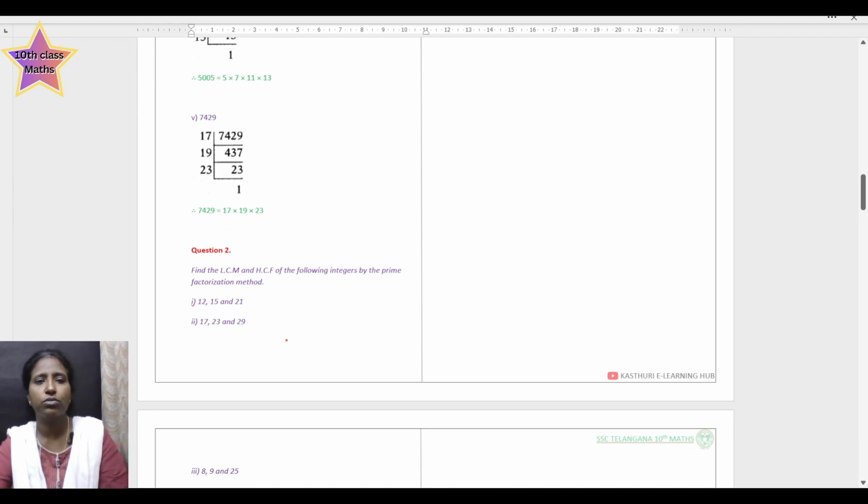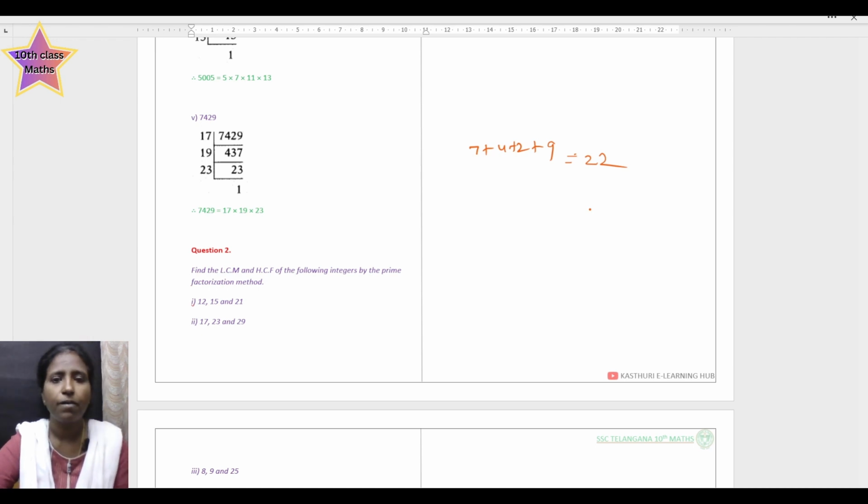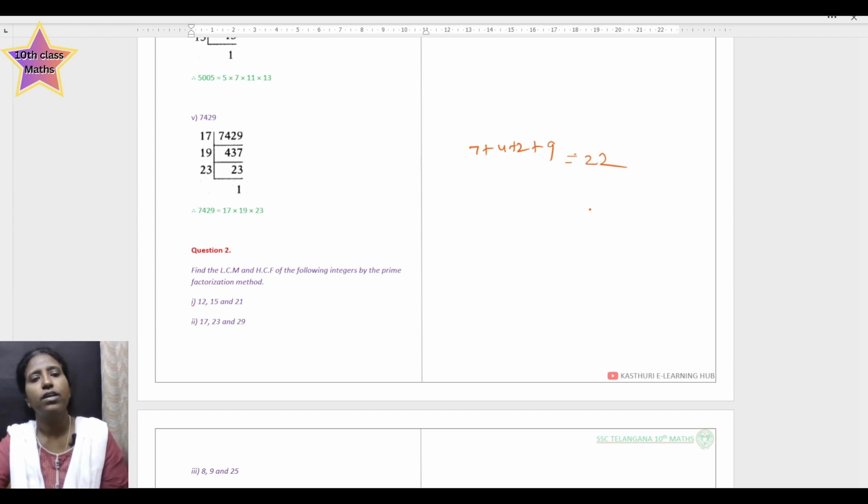7429. 7429, if you see, what's the last digit? Last digit is 9. So it's not divisible by 2. If we add 7 plus 4 plus 2 plus 9, what will you get? 7 plus 4, 11. 11 plus 2, 13. 13 plus 9, 22. 22 not divisible by 3. Then if we go to 5. Last digit is not 5 or 0, so it's not divisible by 5. Then the next is 7. 7 also not divisible. Then 11 not divisible, 13 not divisible.